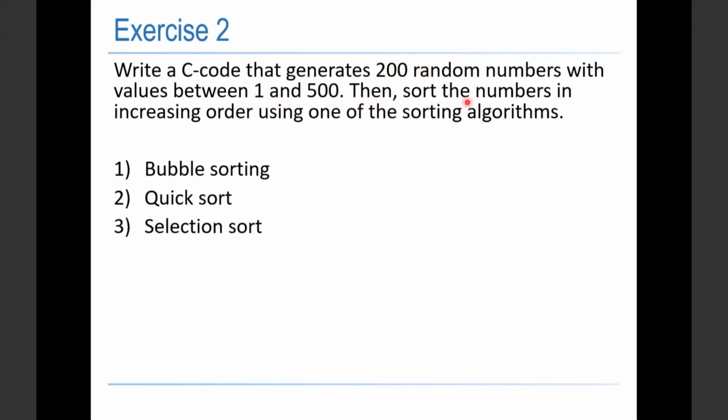Then sort the numbers in increasing order using one of the sorting algorithms. So we have 3 sorting algorithms. First is bubble sort, the second one is quick sort, and the third one is selection sort. So bubble sort is the simplest sorting algorithm that works by repeatedly swapping the adjacent elements if they are in the wrong order. So we look at this sorting dahulu, and then after that we do the coding.